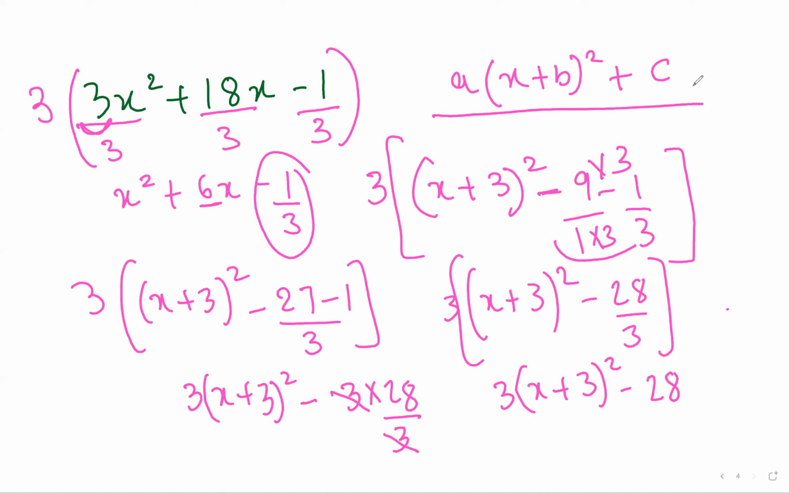Did we get the answer in this form? Yes. So what is my A? A is equal to 3. What is my B? B is equal to 3. And what is my C? C is equal to negative 28. Are you all clear? Okay, thank you.